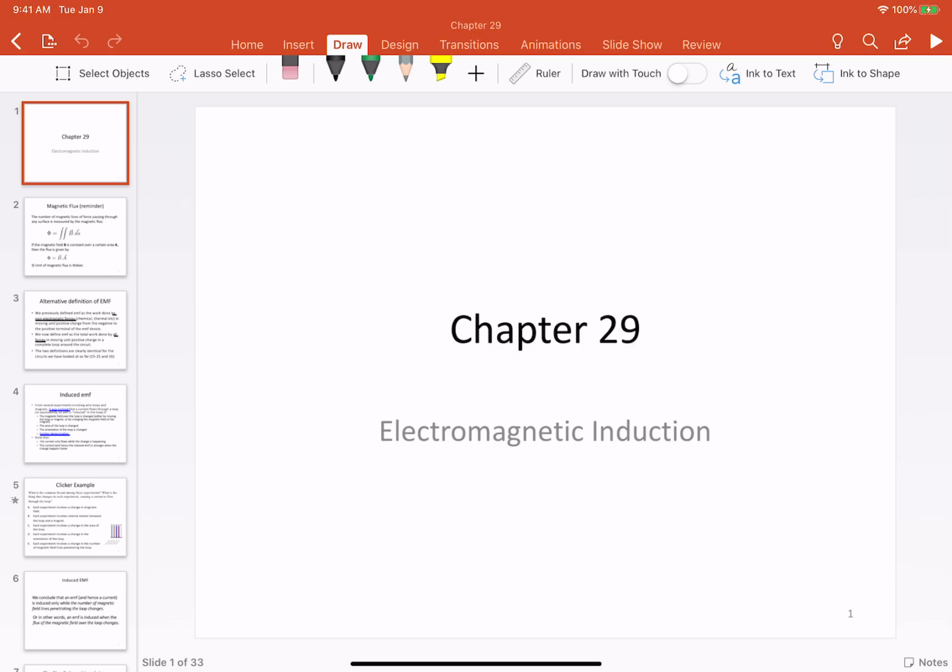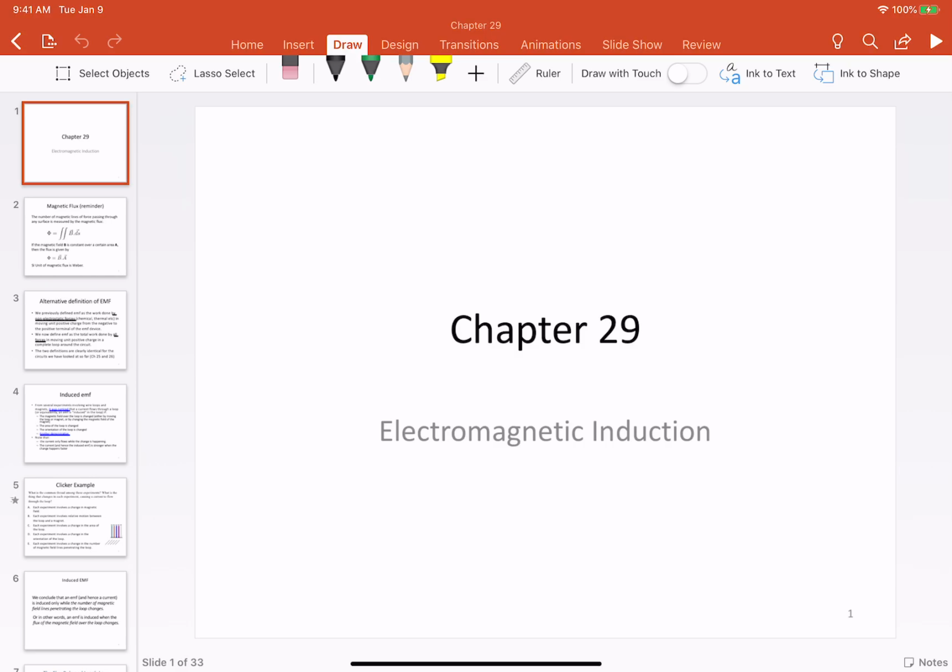All right, so let's get started. In this chapter, we are going to talk about electromagnetic induction. This chapter is probably one of the most conceptual chapters in this entire course, so I would recommend that you pay attention and make sure you're fully understanding everything. Feel free to utilize the office hours to ask me any questions that you have.